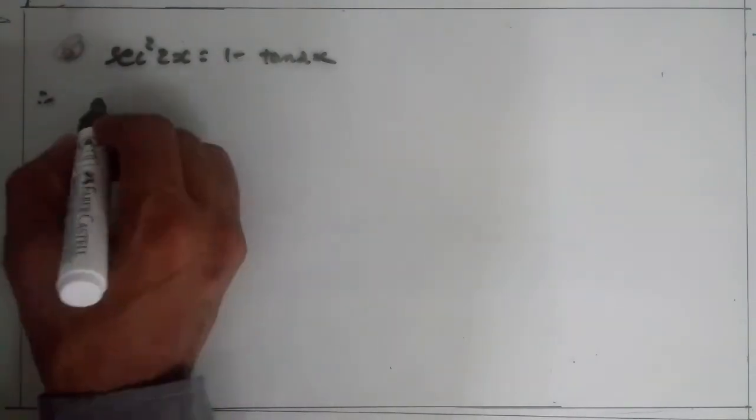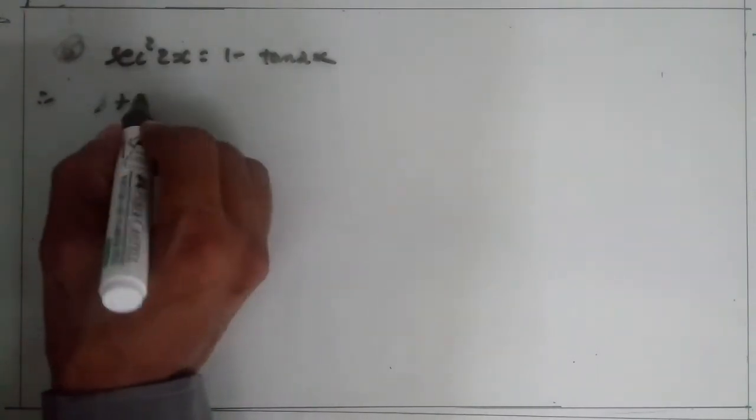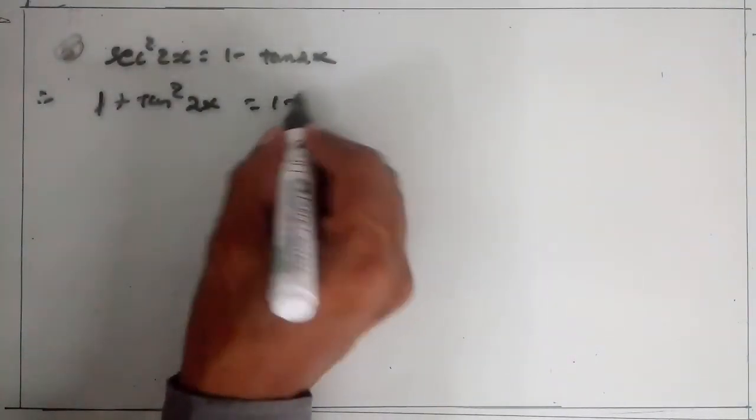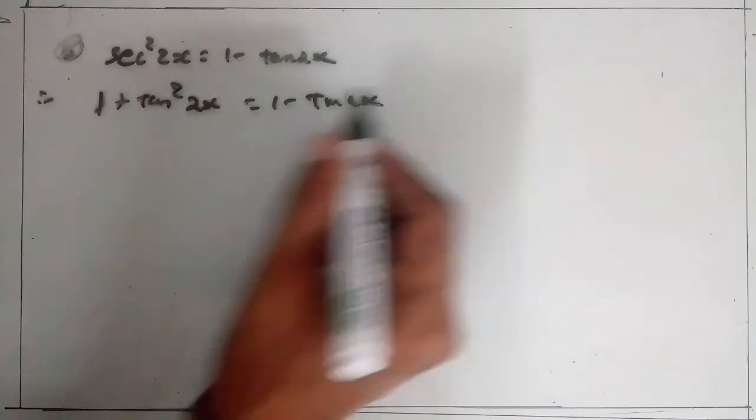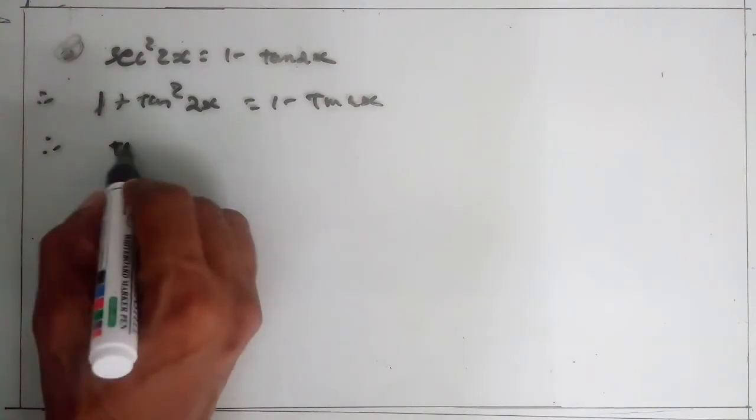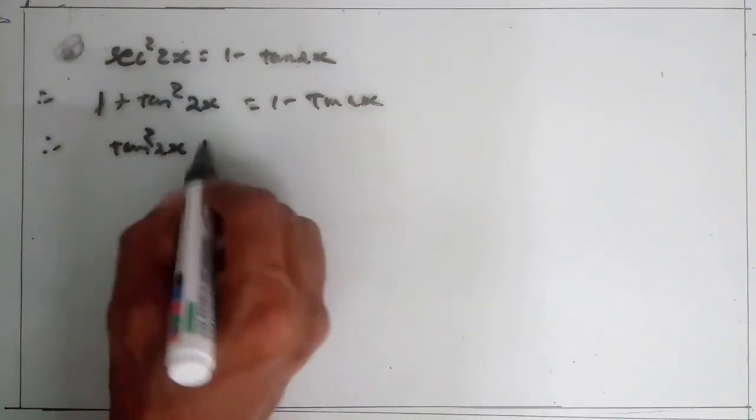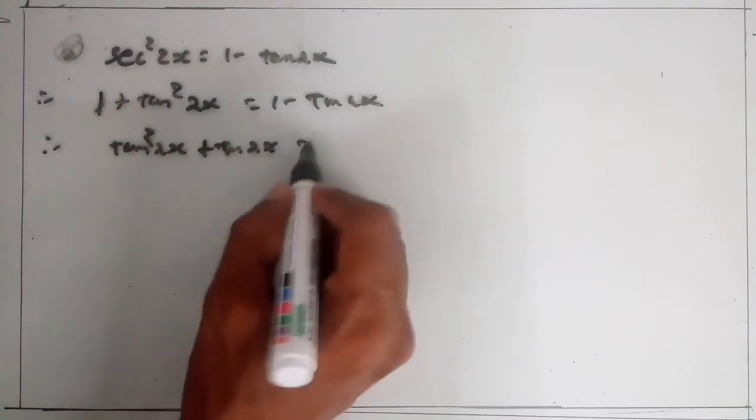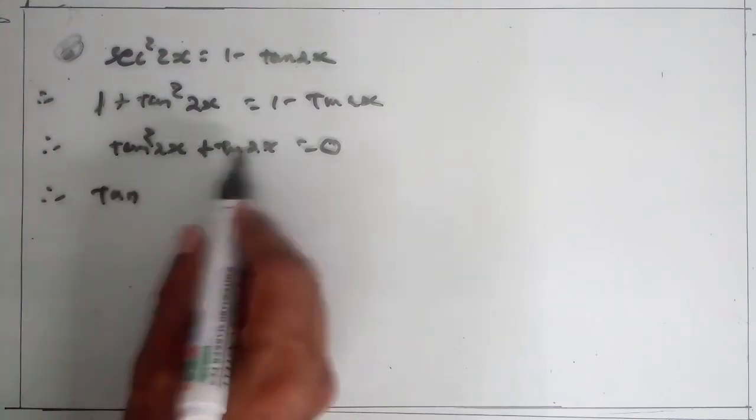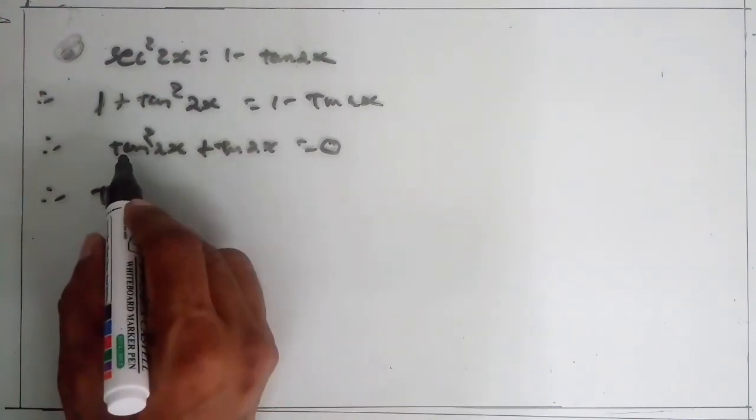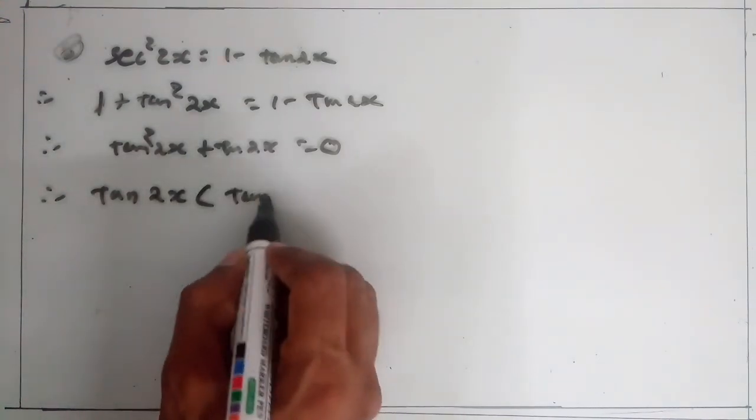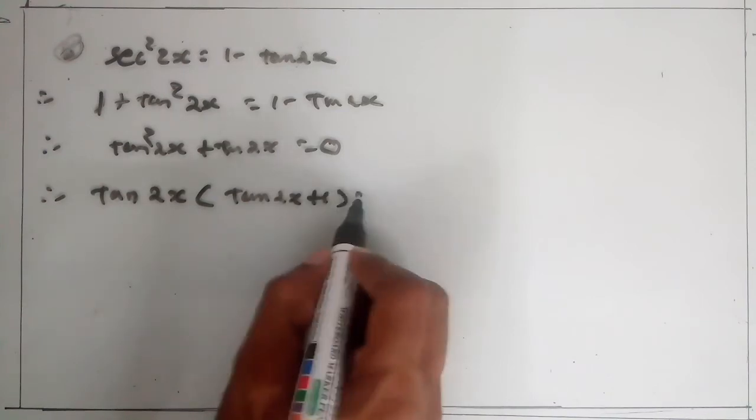Here sec square 2x is equal to, we know that, 1 plus tan square 2x. Clear? So that is equal to 1 minus tan 2x. Therefore all terms take to this side, 1 cancels, so we get tan square 2x plus tan 2x is equal to 0. Now change into multiplication form, taking a factor, that means taking tan 2x common, so here we get tan 2x into tan 2x plus 1 is equal to 0.